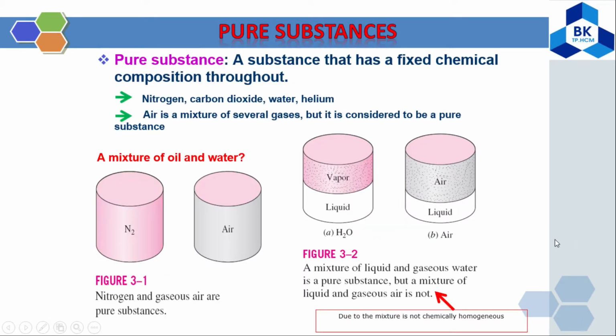Pure substances. So what is a pure substance? We covered this in the first lesson. It is a basic concept. A pure substance is a substance that has a fixed chemical composition throughout. For example, in the air, we have a mixture of nitrogen, oxygen, carbon dioxide, water, etc. So even though air is a mixture of several gases, it is considered to be a pure substance.